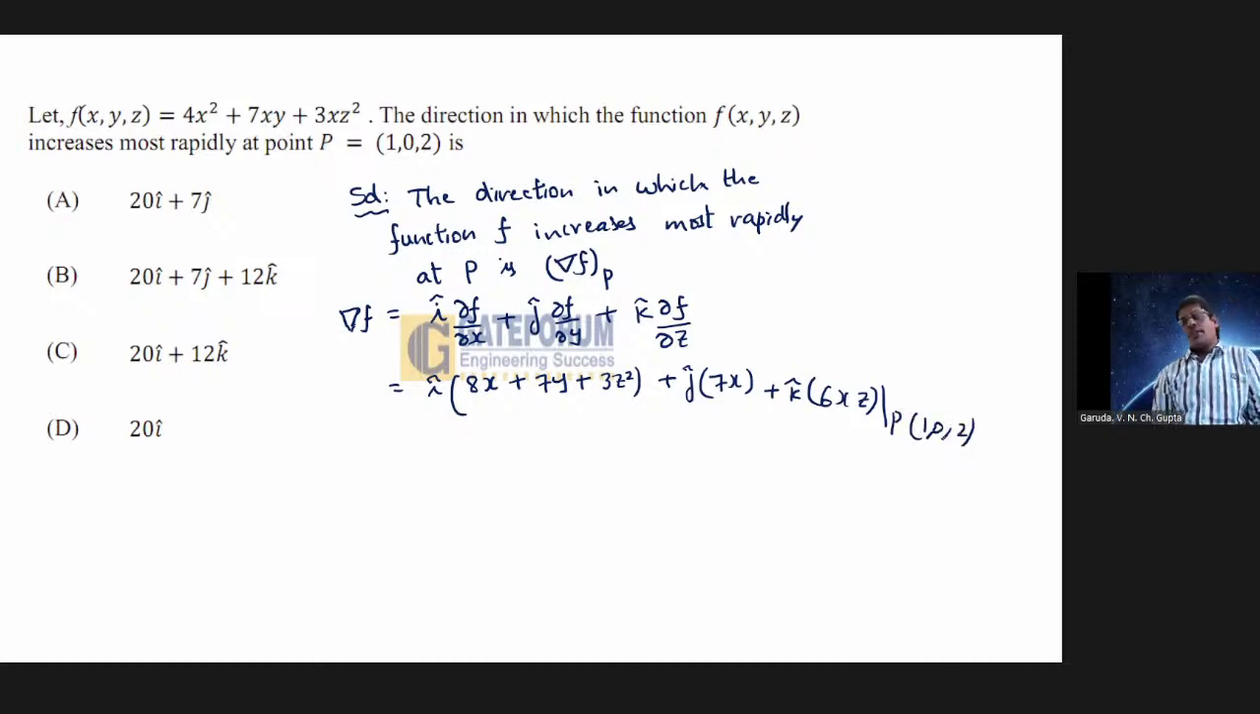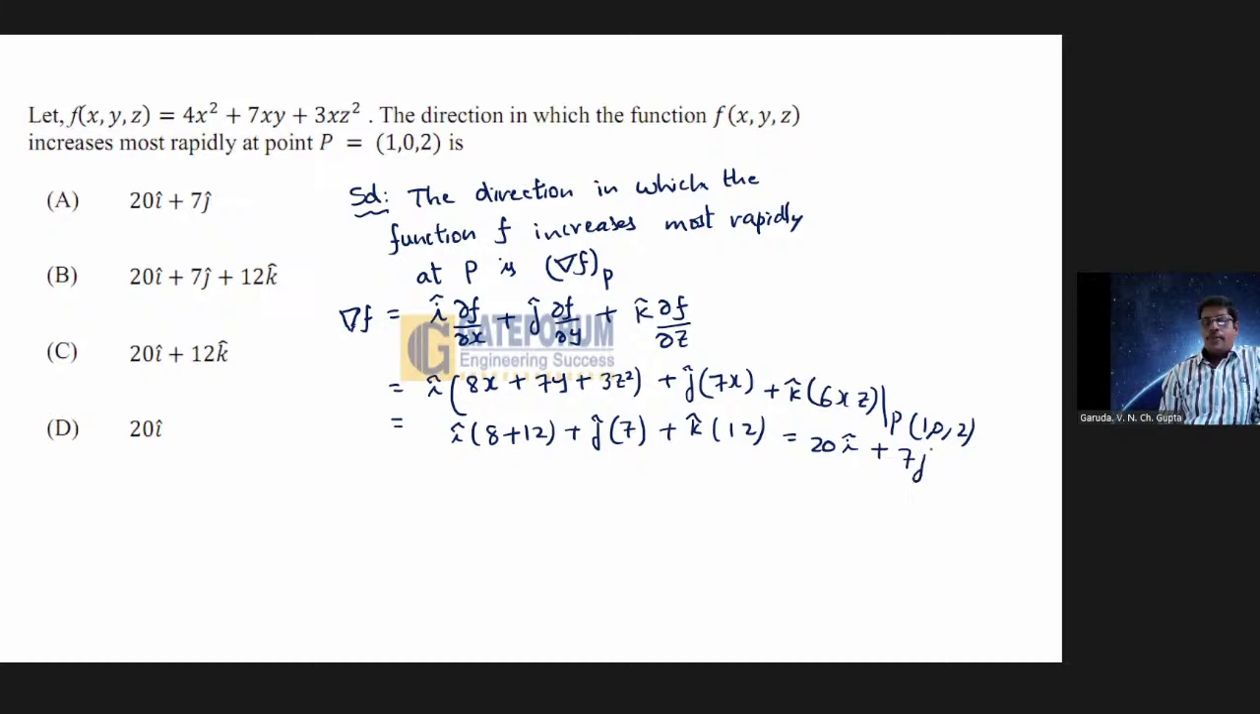That means put x is equal to 1, y is equal to 0, z is equal to 2 in the above. So this is i cap into 8 plus 3 into 2 square, that is 12, plus j cap into 7 into x, 7 into 1, k cap into 6 into x, 1 into 2, simplifies to 12. So this is equal to 20 i cap plus 7 j cap plus 12 k cap. So this is the answer. Accordingly, the option is B.